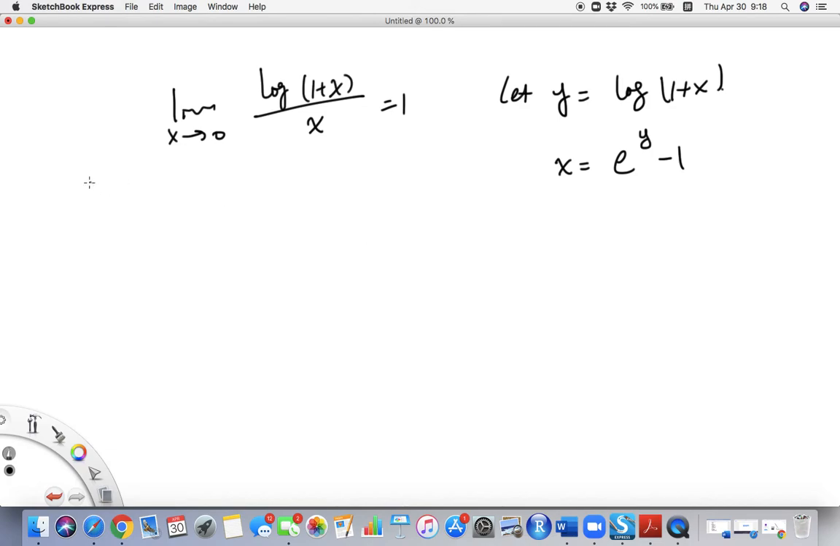So really this is the same as, here we have x goes to 0, right? And as you can see, if x goes to 0, then y goes to log of 1, and log of 1 is equal to 0, right? So x goes to 0, the same as y goes to 0. So now this is y over e to the y minus 1, right? So that's what we want to show.